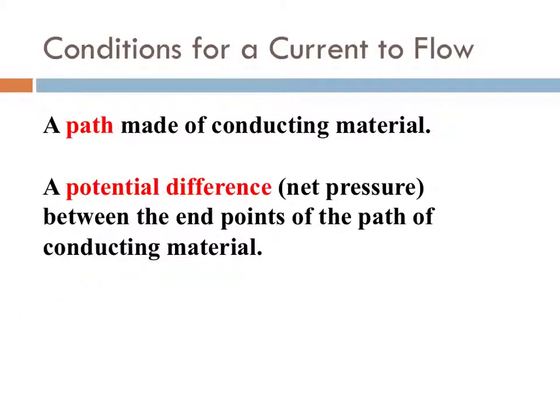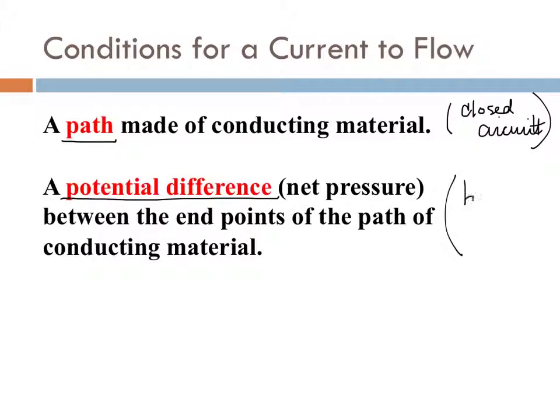Again, very basic information, conditions for a current to flow. We know that there must be a path made of conducting material. Another way to say this, we need a closed circuit. And we need a potential difference. So that means we need a battery or a generator that provides us with that potential difference.